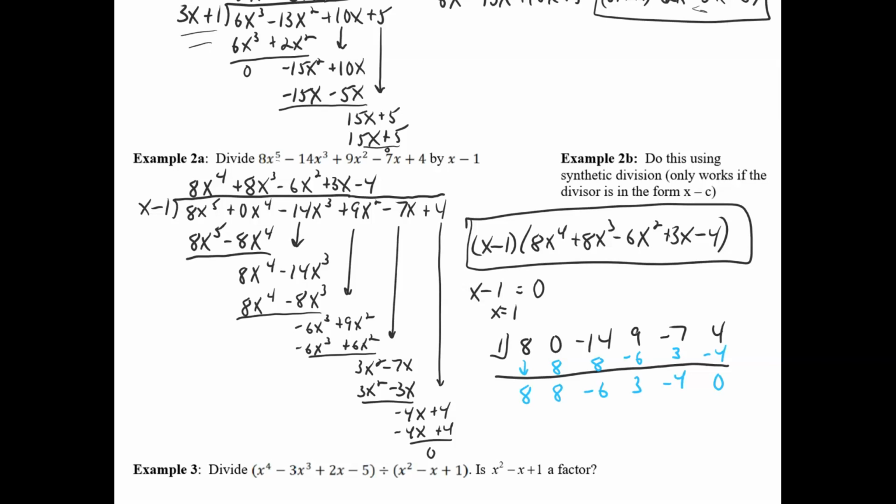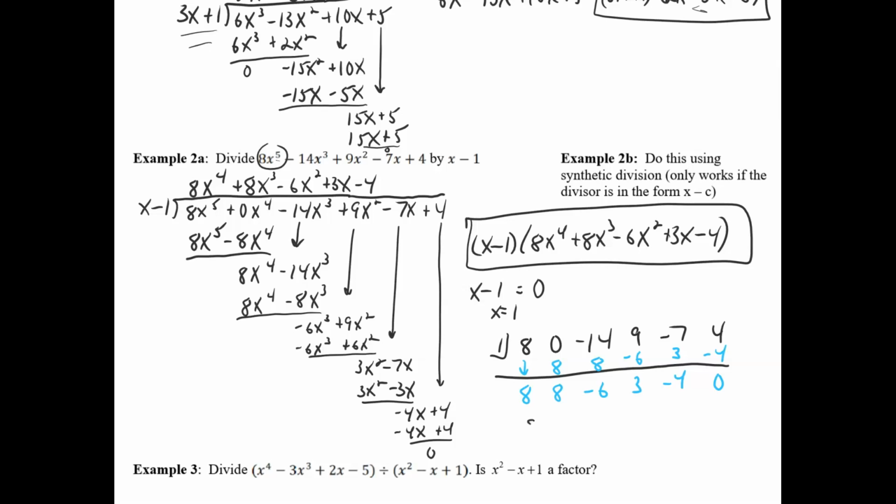Now, that's a lot less work, but the conclusion is the same. What we call these are the coefficients of a depressed polynomial. Depressed means it's down, it's lower by one term. So this is a polynomial that instead of starting out at 5th degree, this starts out at 4th degree.